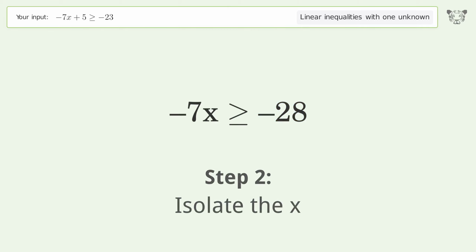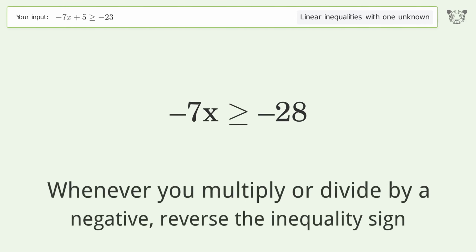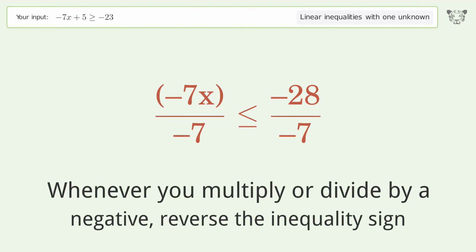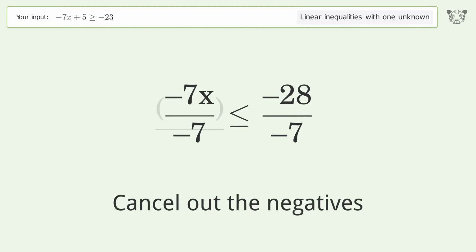Isolate the x. Divide both sides by -7. Whenever you multiply or divide by a negative, reverse the inequality sign. Cancel out the negatives.